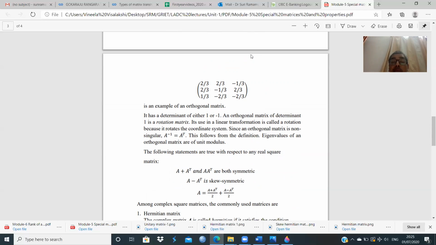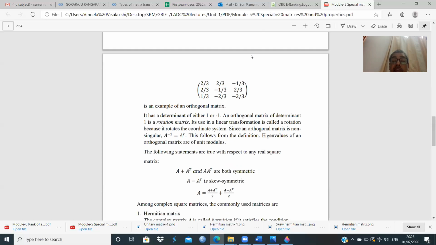Since in an orthogonal matrix we will find the determinant is either +1 or -1, it is non-singular, therefore invertible, and it follows from the definition A into A transpose is equal to I, that A inverse is nothing but A transpose. So it's one of the easiest ways to find out the inverse of an orthogonal matrix.